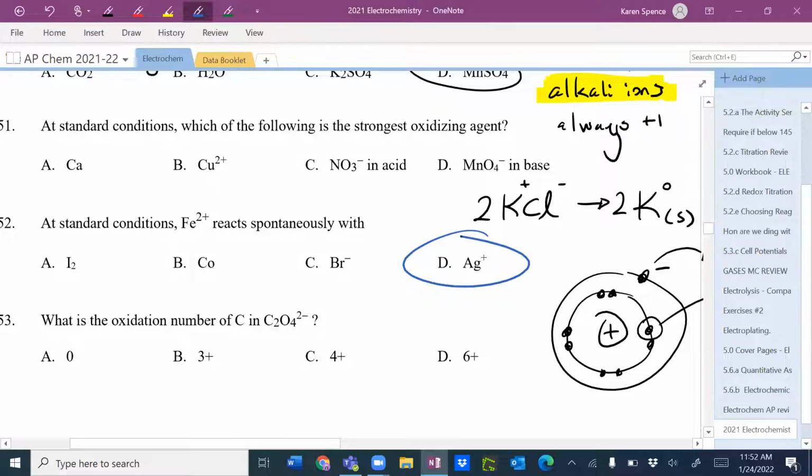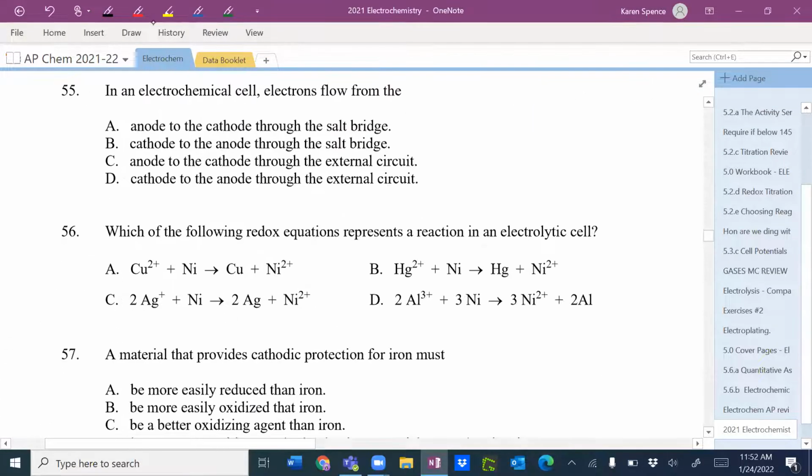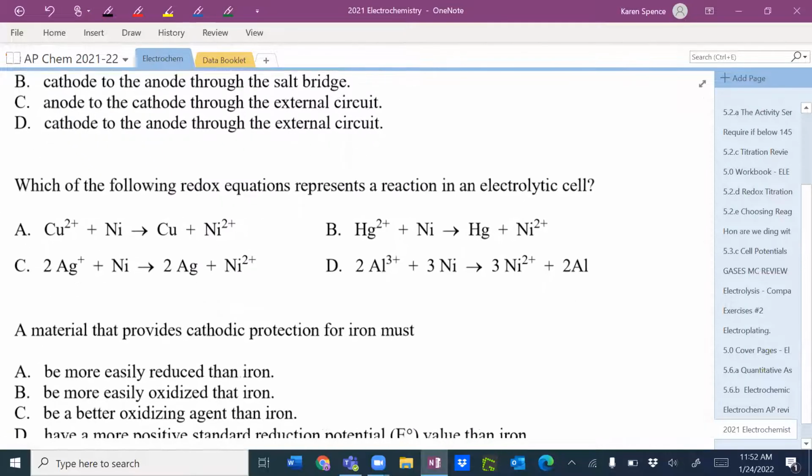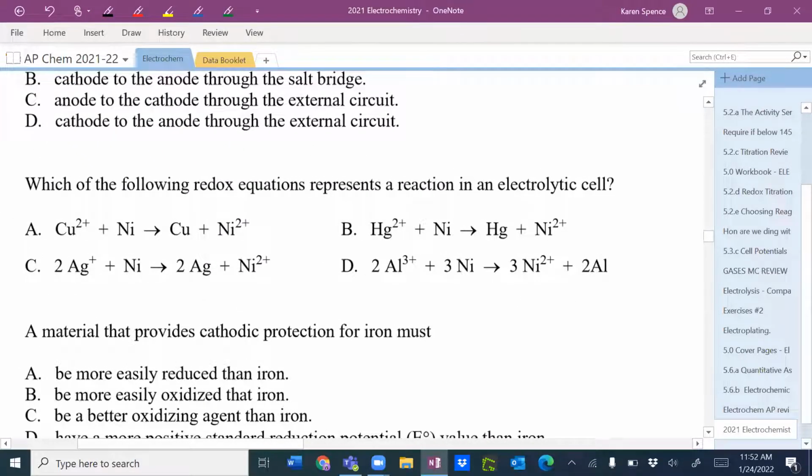Number 56. Which of the following redox reactions represents an electrolytic cell? If it is electrolytic, you know that it is non-spontaneous. So we're looking for, let's see, we've got Cu2+ and nickel, Ag+ and nickel, Hg2+ and nickel, and Al3+ and nickel. So in all cases, we're reacting things with solid nickel.